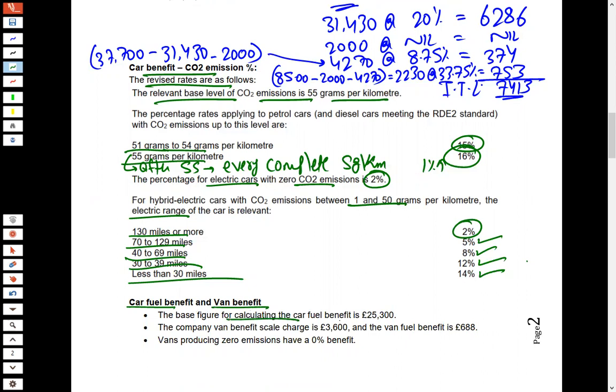So the base figure for calculating the car fuel benefit is 25,300, whereas it was previously 24,600. The van benefit scale charge is 3,600 and the van fuel figure is 688. And the vans which produce zero emissions have a 0% benefit. Again, the tax authorities are encouraging low or nil emission cars or vans.